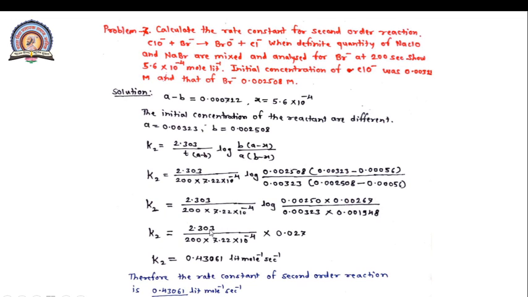Then the final calculation: K2 is equal to 2.303 divided by 200 into 7.22 into 10 raised to minus 4 into 0.027. Then calculate the whole term. The final result for K2 is equal to 0.43061 liter per mole per second. Therefore, the rate constant of the second order reaction is 0.43061 liter per mole per second.